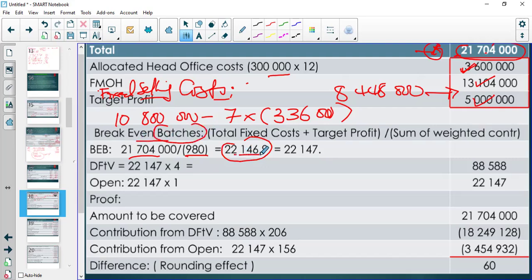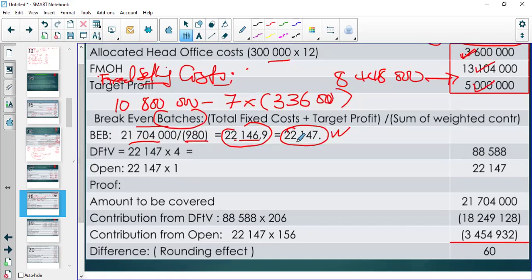It is 22,146, and you always round up for contribution. You round up, then you get 22,147. Remember, you would get a different amount here. You will need to remember it would be slightly more than this. Then now you know that we're going to produce 22,147 batches, right? Then each batch will contain, based on the sales mix, 4 of this and 1 of that, right? So that is what we will have, right?